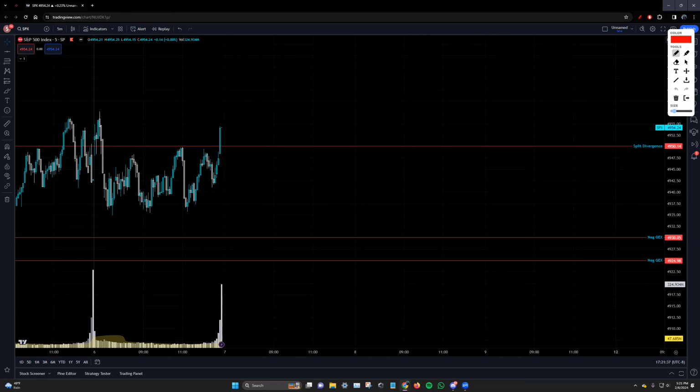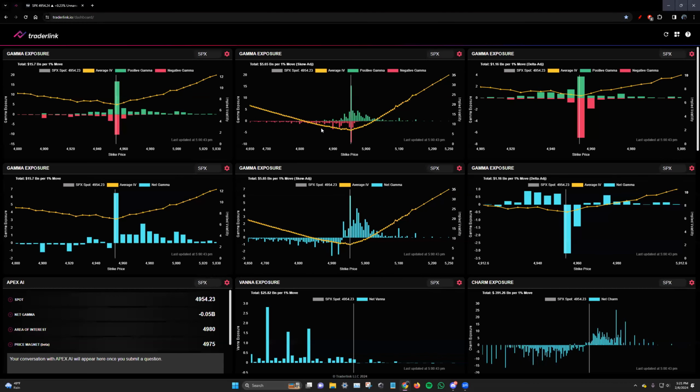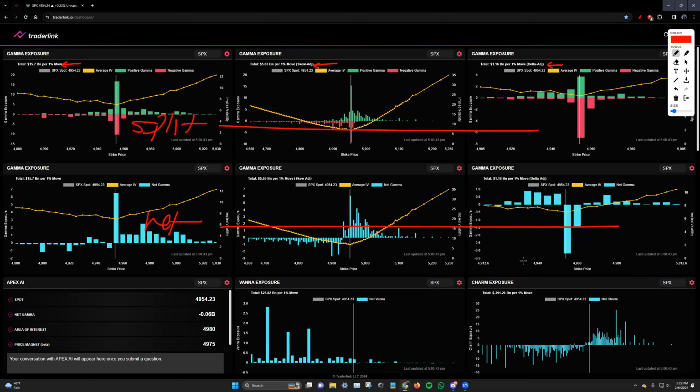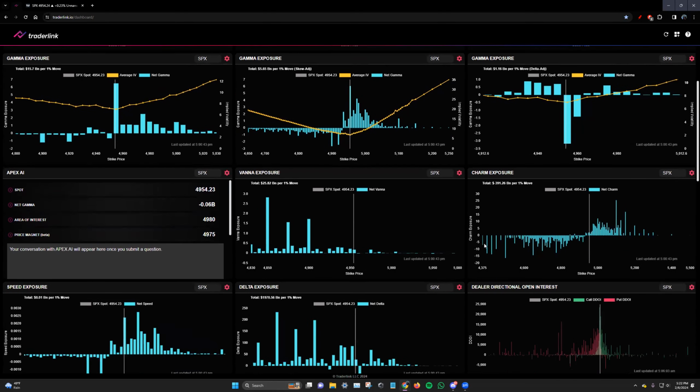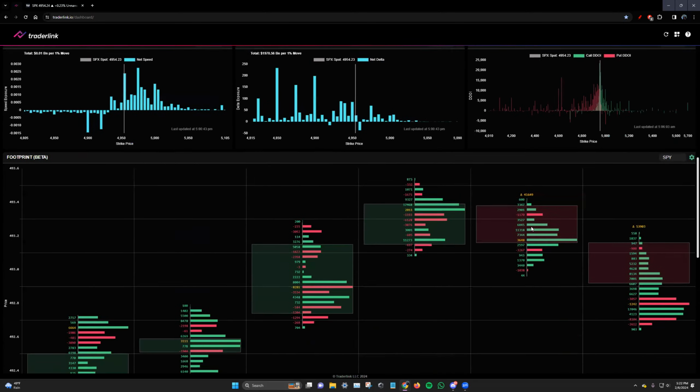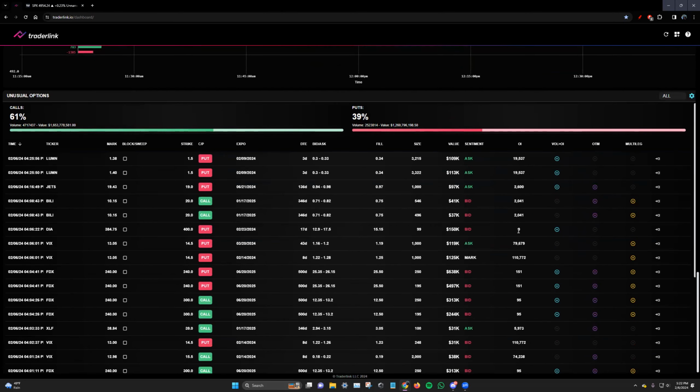Yeah, I watch raw gamma, I watch delta adjusted gamma, and I watch both split and net for that. You guys can see my dashboard right here. This is it. They're all labeled delta adjusted, skew adjusted, raw, right, with no tag. And this is split, net, all below, right? Like this, like this. That's pretty much it. That's my setup. And then if you scroll down, you have Apex AI, you have vanna exposure, you have charm exposure, speed exposure, delta exposure, DDOI, footprint, and unusual options.